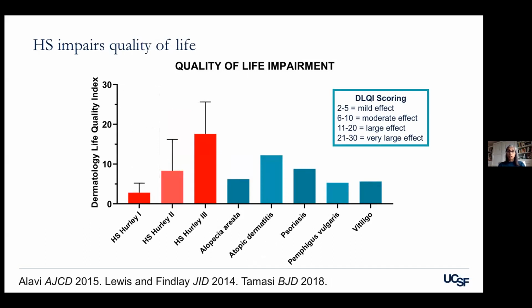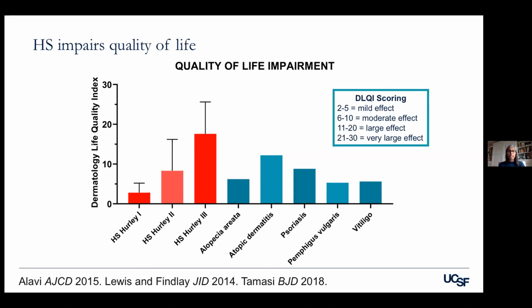This is a graph of dermatology life quality index scores in various immune-mediated skin diseases, and the higher the score, the greater the impact of the disease on quality of life. And you can see the HS patients, which are shown here by early stage in red. The HS patient scores show that the more severe one's disease, the greater the impairment these patients face. And the quality of life impact in HS patients, as demonstrated by these scores, really, I think, is quite shocking when you compare it with other skin diseases that we know greatly impact quality of life.